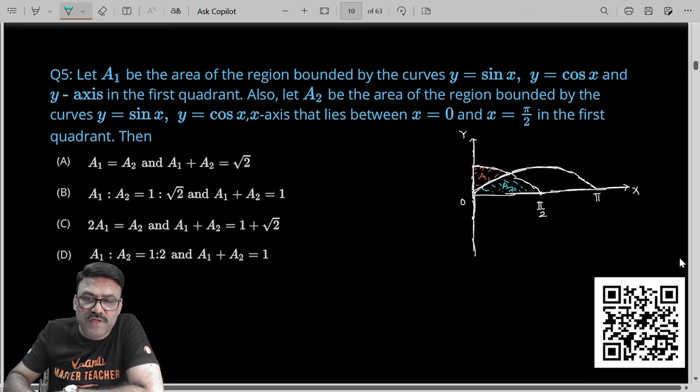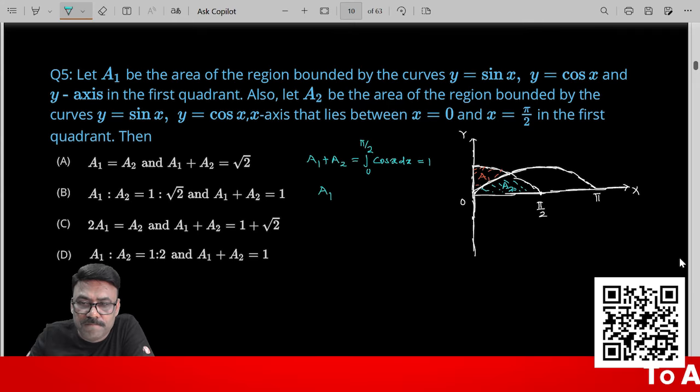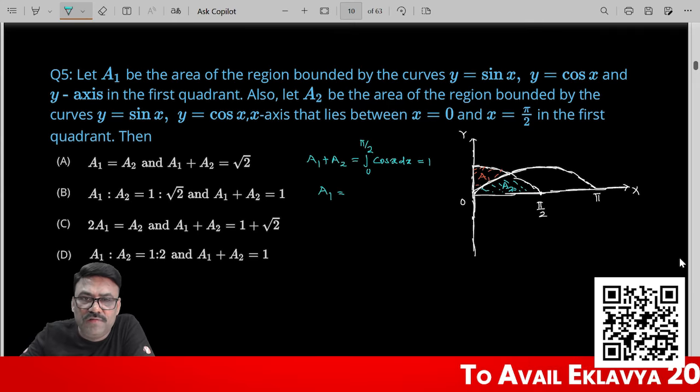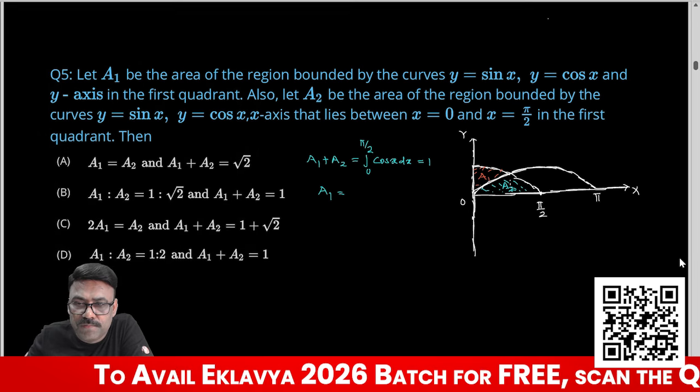So let's find A1 plus A2 first. A1 plus A2 is nothing but the integral from 0 to pi by 2 of cos x dx, which is straight away 1. And if I find A1 only, this point is pi by 4.